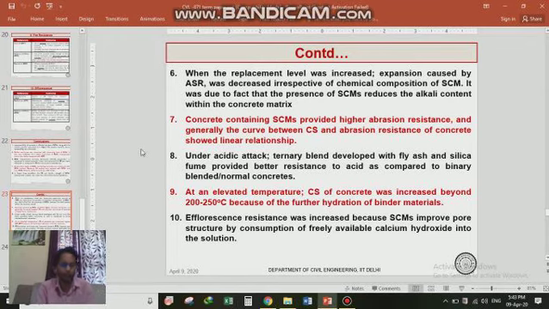At an elevated temperature, compressive strength of concrete was increased up to 60 to 70 degrees centigrade because of further hydration of binding material. Efflorescence resistance was increased because SCM eat up the calcium hydroxide, and because no calcium hydroxide crystal was present there, either very less or no efflorescence was observed.